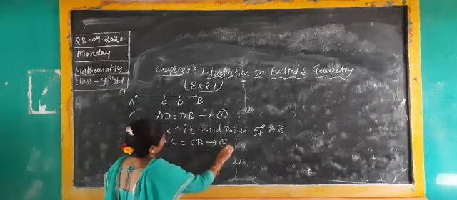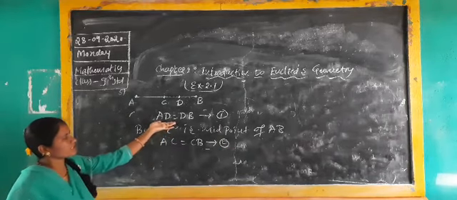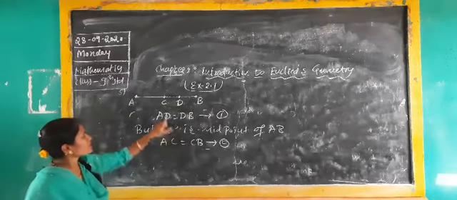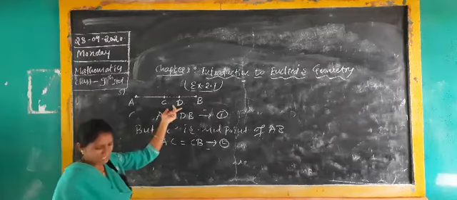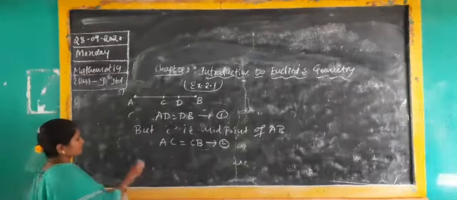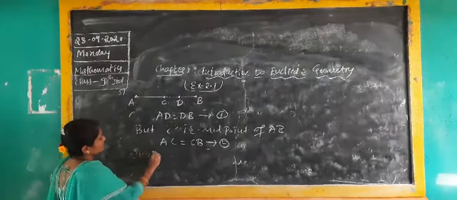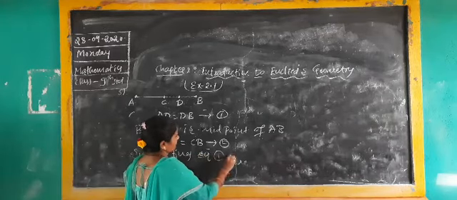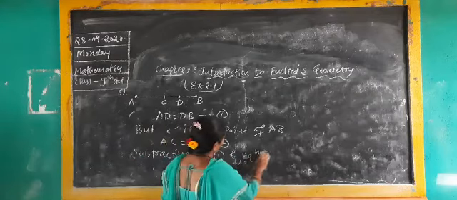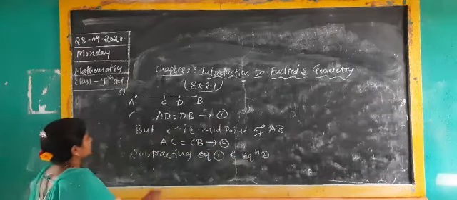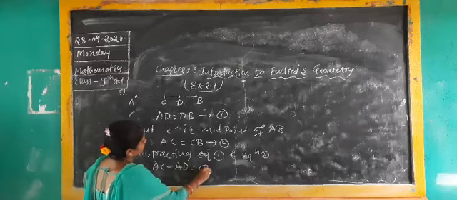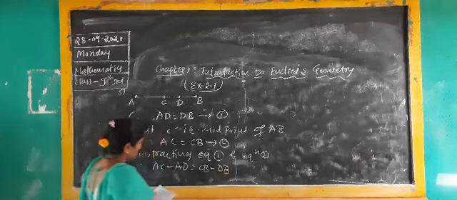Keep it as equation 2. See here, for D, if D is the midpoint, it means AD is equal to BD or DB. If C is the midpoint, it means AC is equal to BC or CB. Subtracting, here subtract the equations, equation 1 and equation 2. You will get AC minus AD and CB minus DB. Means AC minus AD is equal to CB minus DB or BD.